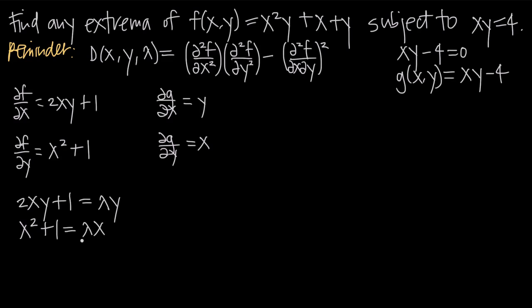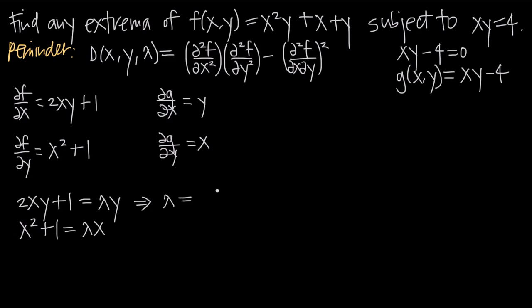Now what we want to do here, now that we have lambda in both equations, is solve one of the equations for lambda and then make a substitution into the other equation for lambda. So if we go ahead and solve this first equation for lambda, the way that we would do that is by dividing both sides by y.